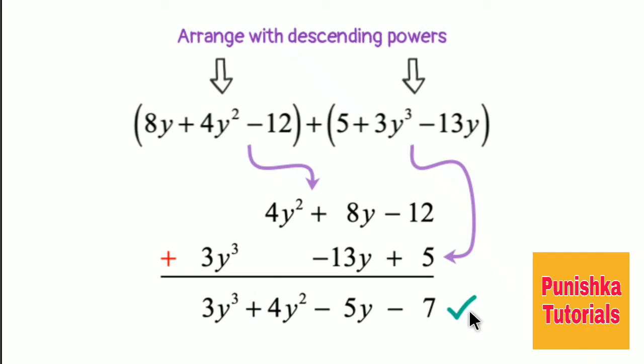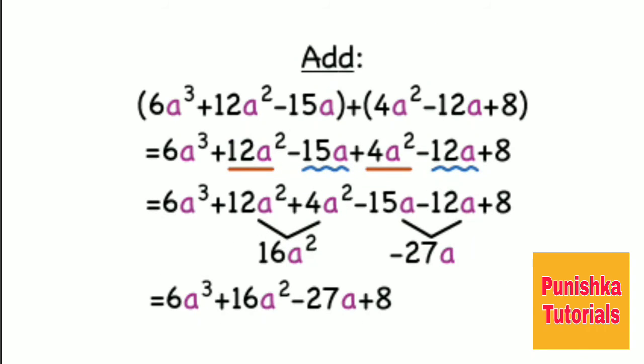So the addition of the polynomials will give you the result 3y cube plus 4y square minus 5y minus 7. Let's consider one more example. Suppose we want to add the two given polynomials horizontally. The one which we have seen earlier was vertical addition of polynomials. Now we will see the addition of polynomials done horizontally.